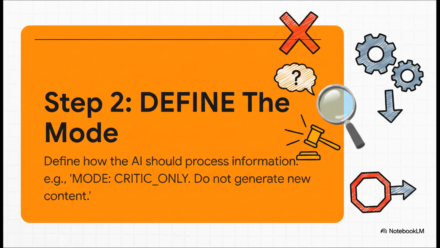Now, building right on top of that, we have step 2, defining the mode. This isn't about what the AI does, it's about how it thinks. For example, you can lock it into a very specific way of thinking, like mode critic_only. You're explicitly telling it, hey, don't generate anything new. Your only job is to analyze.